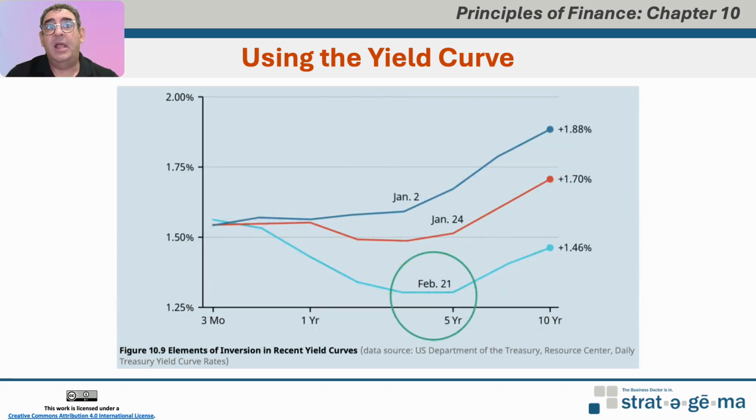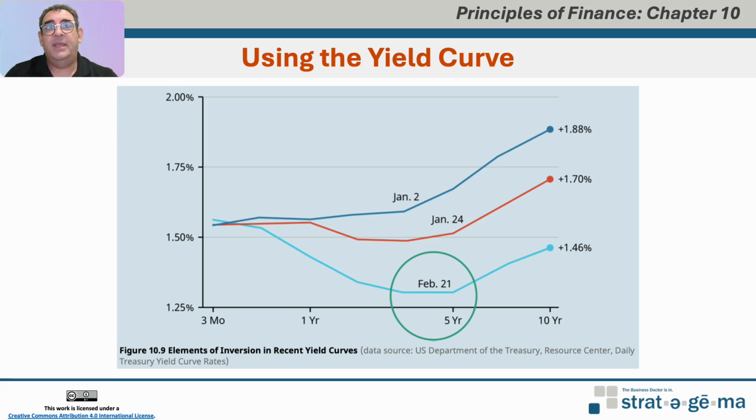This graph shows some elements of inversion of some recent yield curves. So we can see that on each of these 3 dates, January 2nd, 24th, and 21st, the 3-month bonds are all pretty much the same in terms of their yield. But when you look at a 1-year bond, on January 2nd and January 24th, they were still similar. But then on February 21st, a 1-year bond experienced a significantly lower expected return. And we look at the 5-year bonds, that's even lower still.